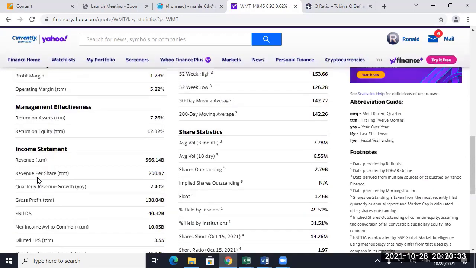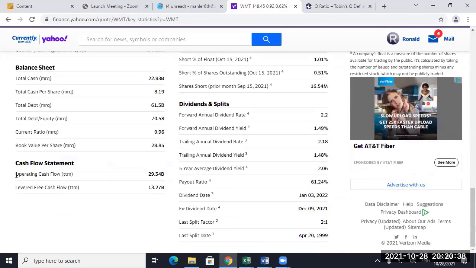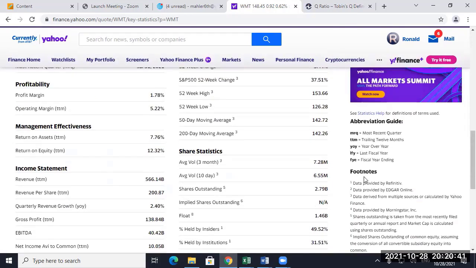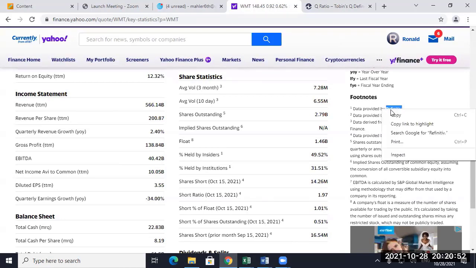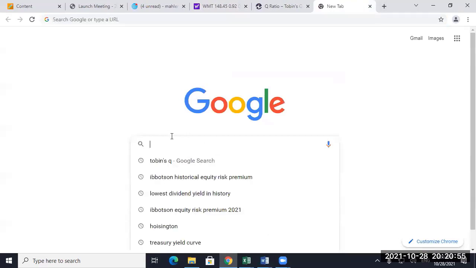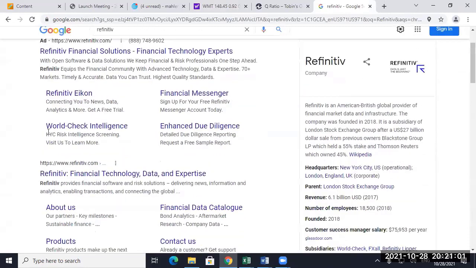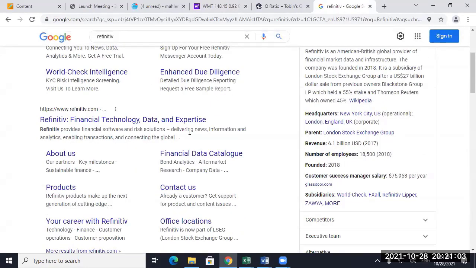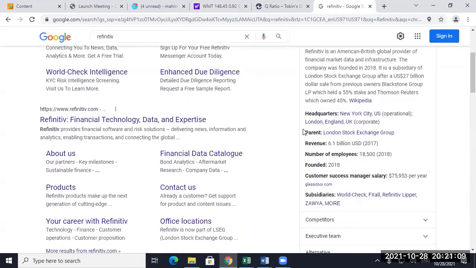Let's see, where's the footnote? There are no footnotes. I don't know how to get to the footnotes. How can you have footnotes and not have footnotes? Oh, here it is. Oh, my word. Refinitiv. Boy, that's the first time I've seen this. It's almost always Reuters. Who is Refinitiv? Huh. I've been missing out. This is part of the problem of being retired. Financial technology, provides financial software and risk solutions. Boy. Did they put market cap over here? 18,000 employees.